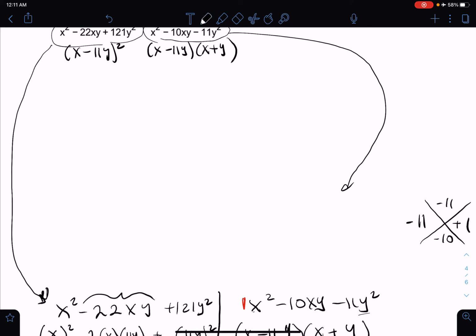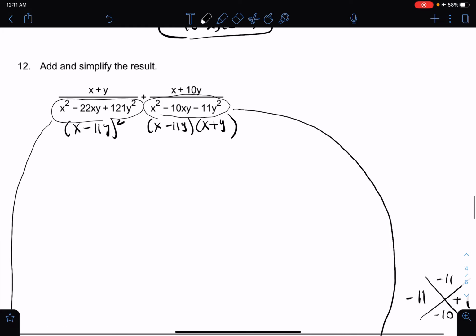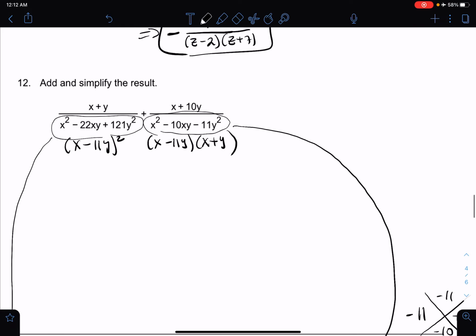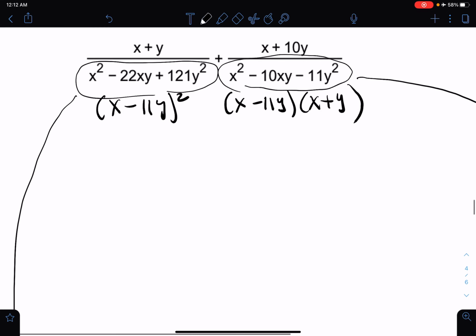So there's that little guy, and this one we changed so we can see that. That's that. So now we better get an LCD. Stop messing around. Let's get an LCD here. So what's that LCD going to be?